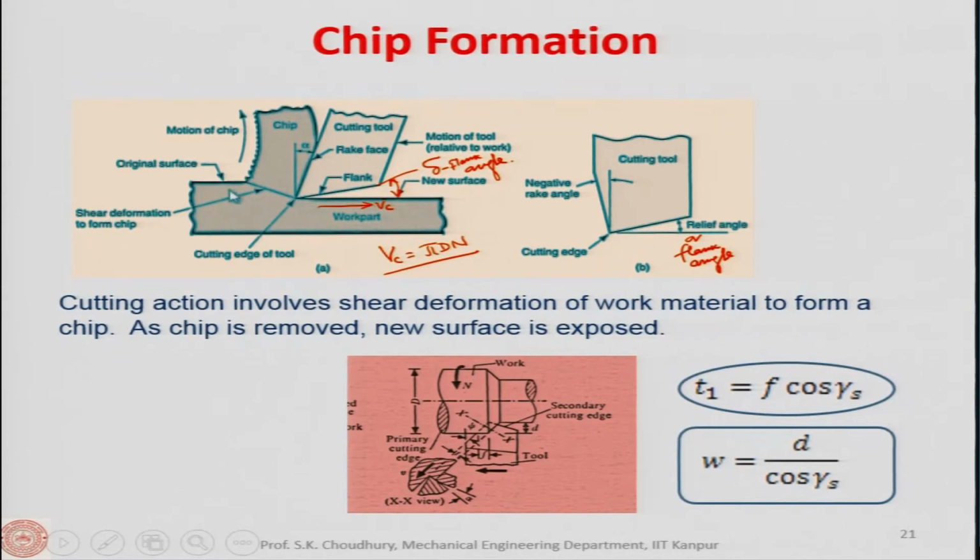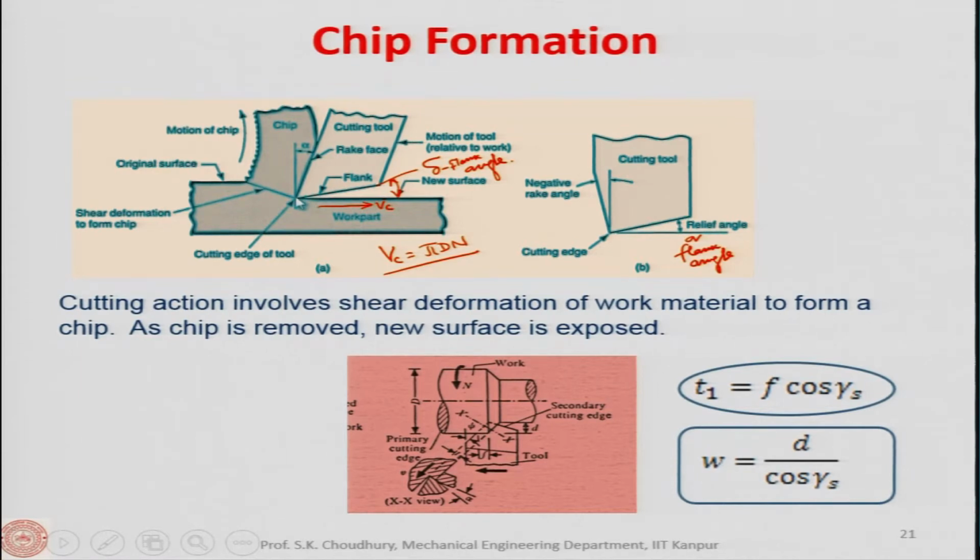Now, here you can see this line indicates the slip line, and if you remember, I said earlier that the slip line is the line along which the plastic deformation occurs, okay. So, therefore, this is the shear deformation to form the chip, and this is called the shear plane, okay. This is the cutting edge of the tool.